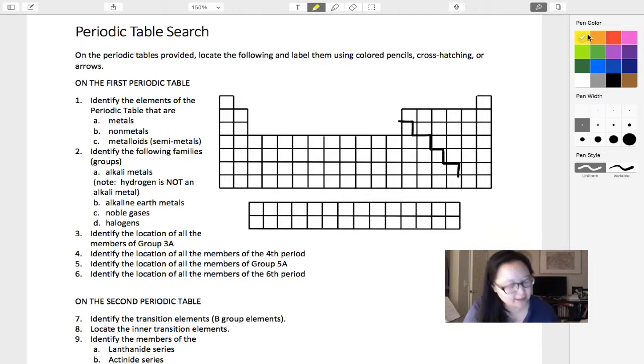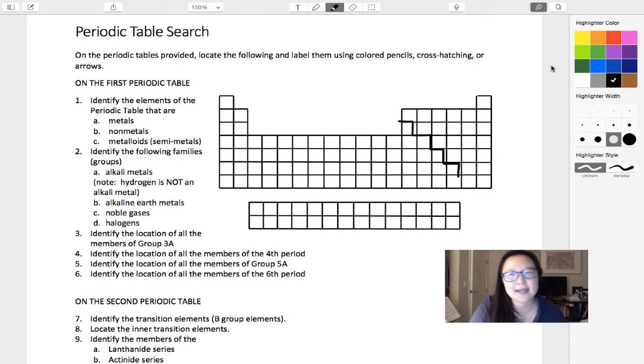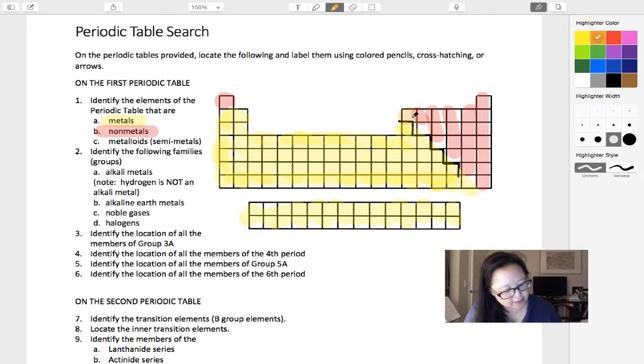I'm going to highlight our metals, which are on the left side of the periodic table. I'll just use yellow here, since there's a lot of metals. And we don't want to highlight hydrogen, right? Hydrogen's not really much of a metal. And then I also want to do the nonmetals. I'll do that over here. So nonmetals right here.